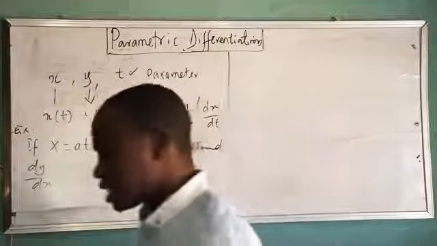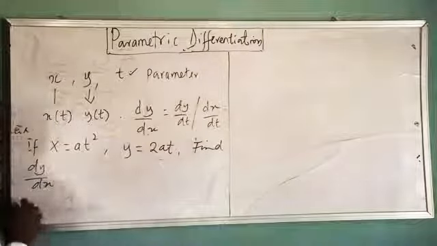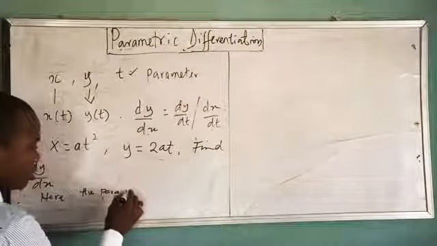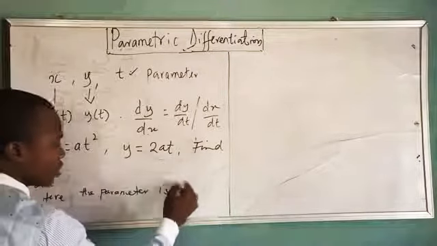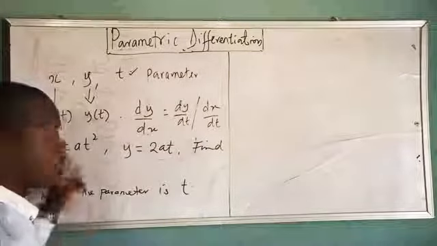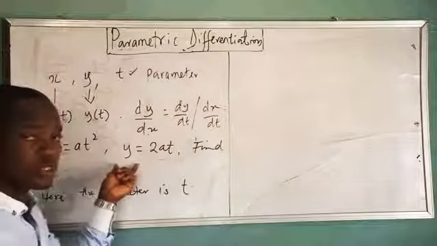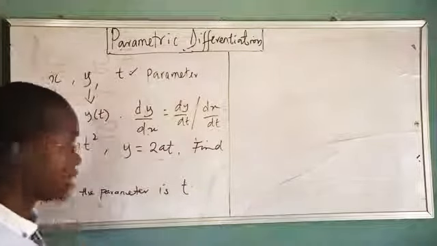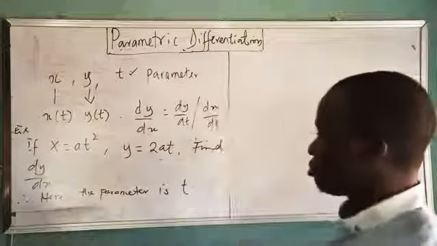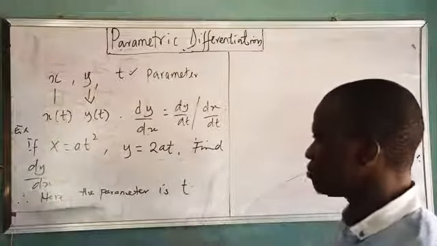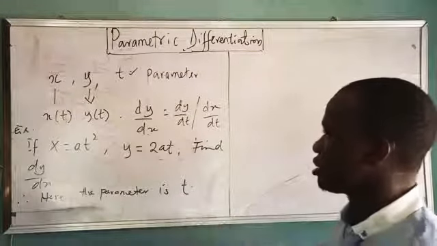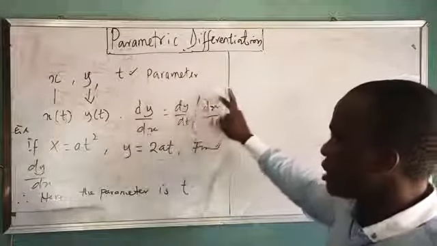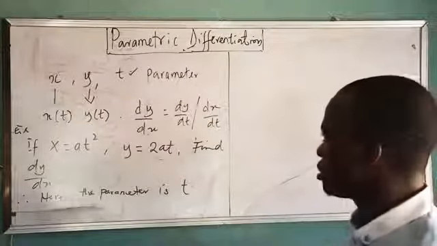So here, who can tell me the parameter here? So solution here, the parameter is t, because we are given x expressed in terms of t, y also expressed in terms of t, and it asks us to find dy dx. So which means t is our parameter. So now, how do we get this? You know, dy dx equals dy over dt divided by dx over dt. So that is the formula.